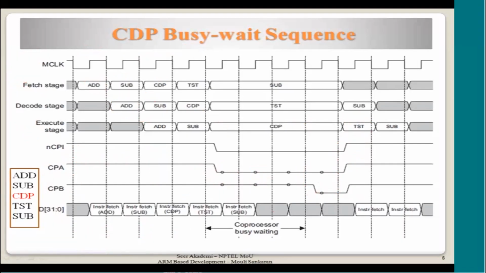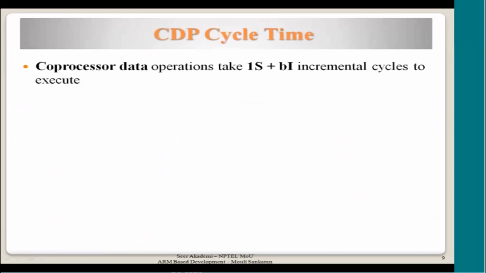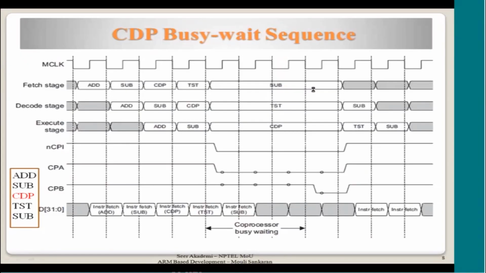Once you understand this, the remaining timing sequence you will be able to follow easily. Now, what is the cycle time taken by this instruction? Let us go back. I said 1S and B into I. B is the number of busy wait cycles, internal cycles. See, the time taken by the coprocessor is how much time the coprocessor is occupying the ARM execute stage. If an instruction is occupying the execute stage of the ARM, for how many cycles, that is what gets counted as the cycle time, right?